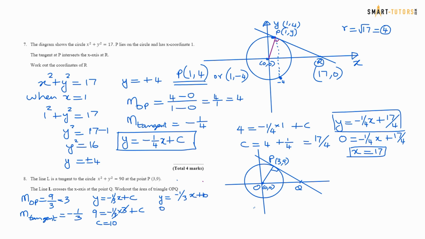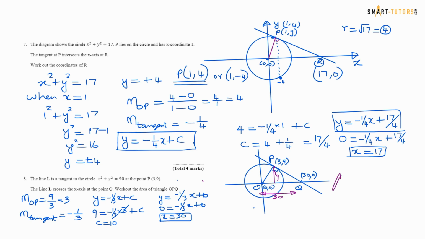Then when y equals 0, we have minus 1/3 x plus 10. So if you do the maths solving the equation, x equals 30. What that means is the Q coordinate is 30 comma 0. So if I change to a different color, let's use a purple color. So this length is 30. The OQ is 30. And this height, if I draw a perpendicular line from here to here, is the length of the y coordinate, which is 9.